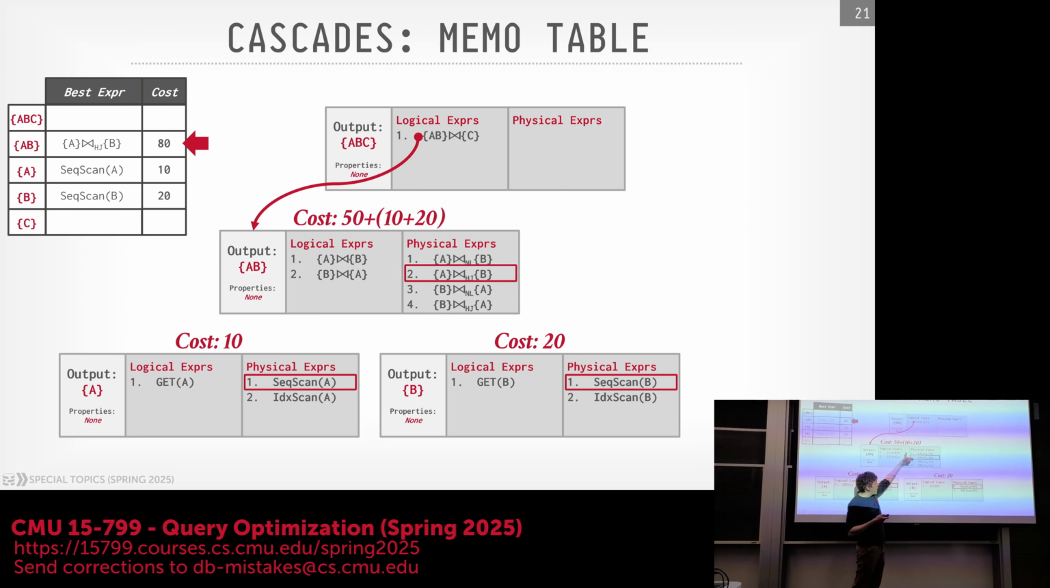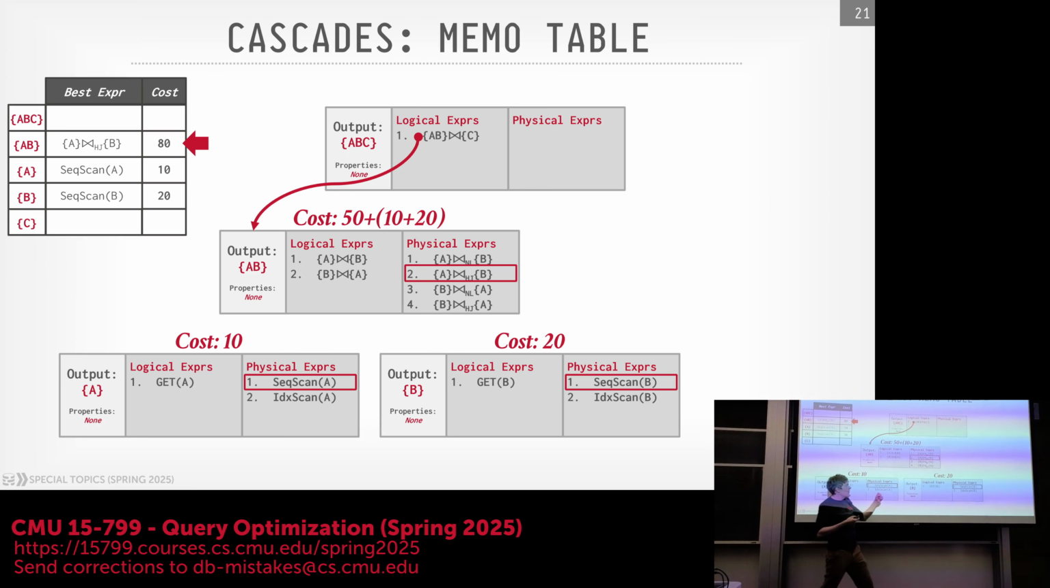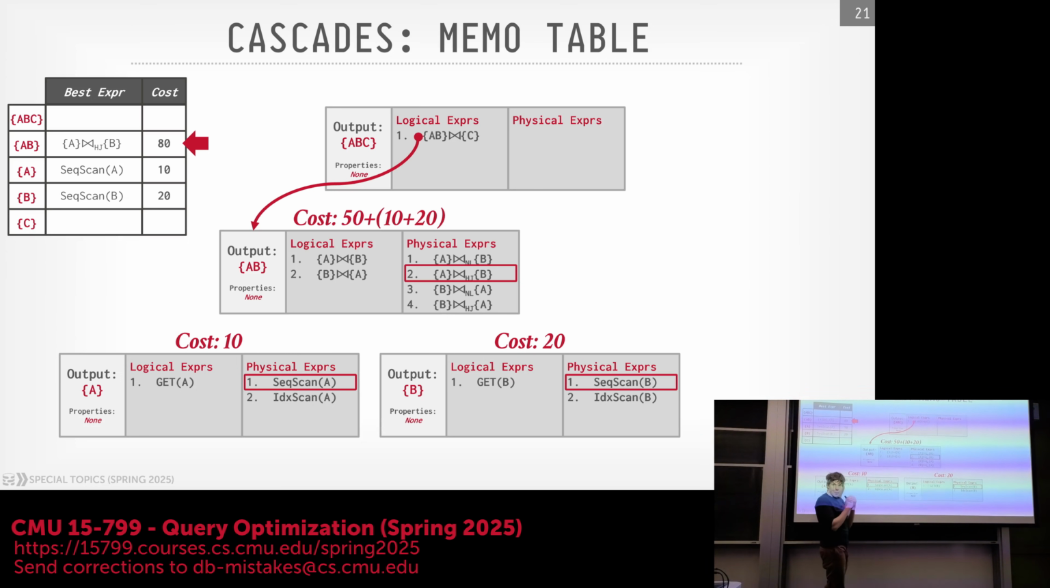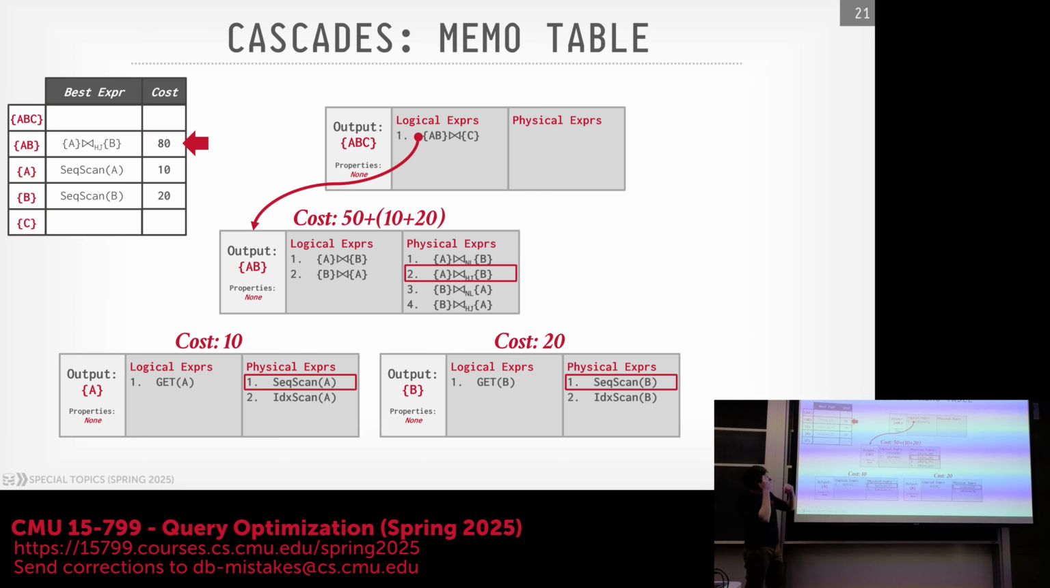And then now we can pick which of these join algorithms is going to be the most efficient, and the cost of this group is going to be whatever the cost of the physical operator we're implementing here, so the cost of the join, plus the cost of getting the data up into us from down below. And we put that now in our memo table.